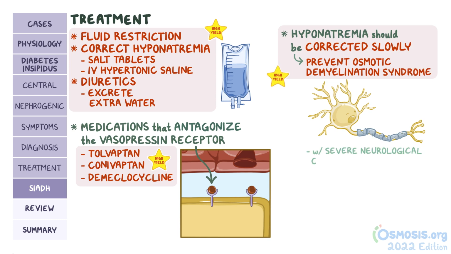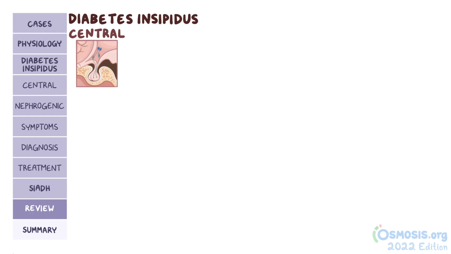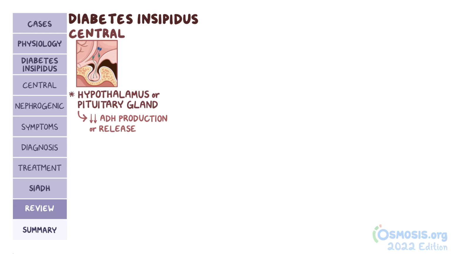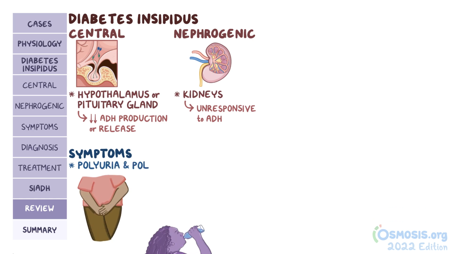Alright, as a quick recap, diabetes insipidus can be central, in which case there's a problem in the hypothalamus or pituitary gland resulting in decreased ADH production or release. Diabetes insipidus can also be nephrogenic, in which case there's a problem with the kidneys themselves, and they are unresponsive to ADH. Symptoms of both central and nephrogenic diabetes insipidus include polyuria and polydipsia.